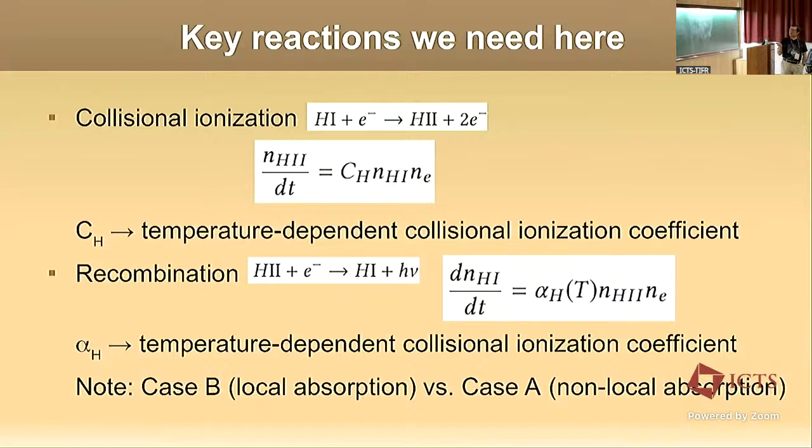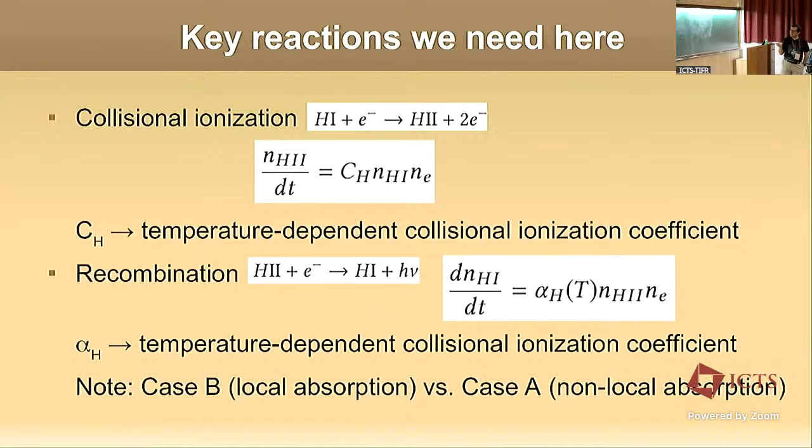Then there is recombination, which is just the opposite of ionization. So you have an ionized atom and an electron that combine, get a neutral atom, and emit a photon. In this case, you have a recombination coefficient, and then the number density of electrons and the number density of ionized atoms. And this coefficient depends on temperature weakly. So it depends, but not in a very strong way.